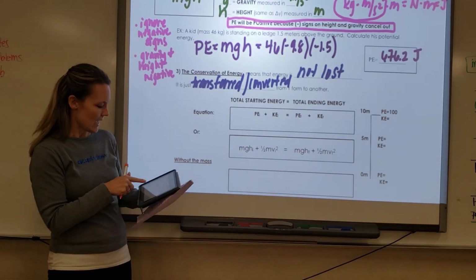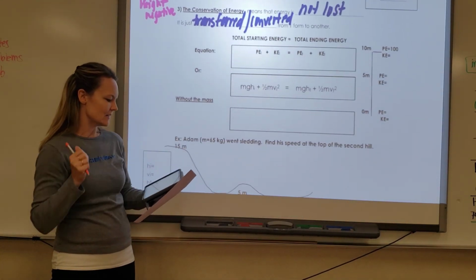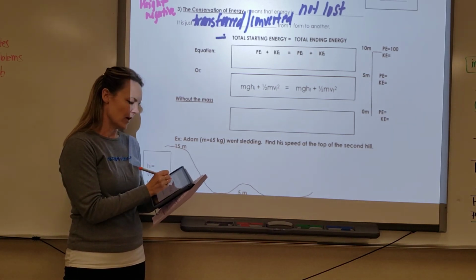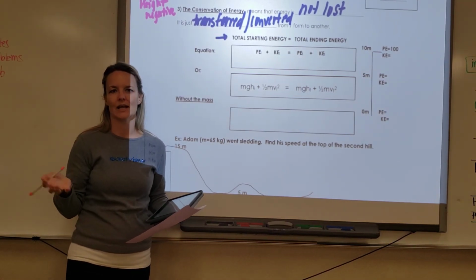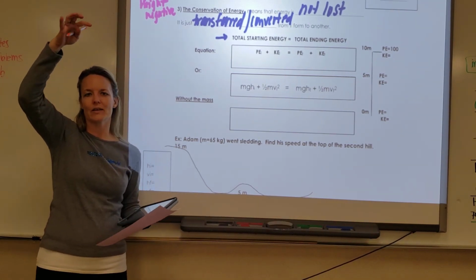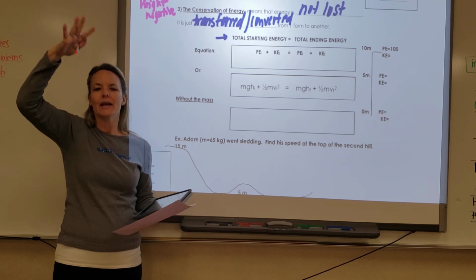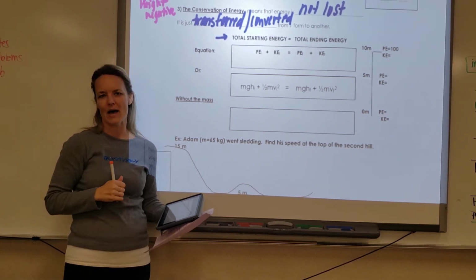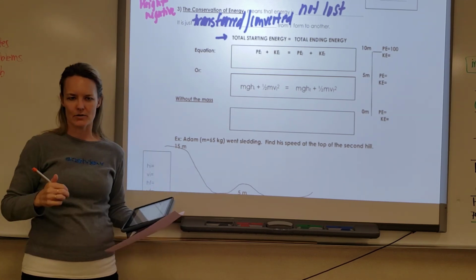All right, what that states is the total starting energy has to equal the total ending. So whatever you have at the beginning has to be equal to what you have at the end. So at the top of the roller coaster hill, if you add up all the energy, it has to be equal to how much energy, if you add them all up, at the bottom of the hill. You can't lose any of it along the way.